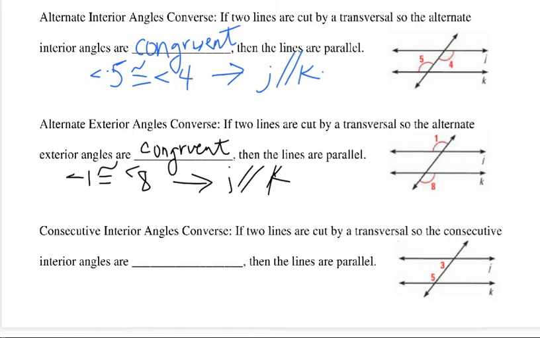In consecutive interior angles, we know that they are supplementary. So if we have consecutive interior angles that are supplementary to begin with, and that's all we know, then that proves that J is parallel to line K.